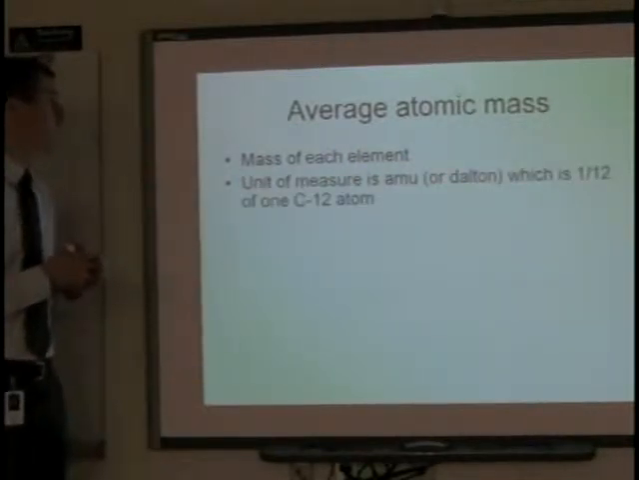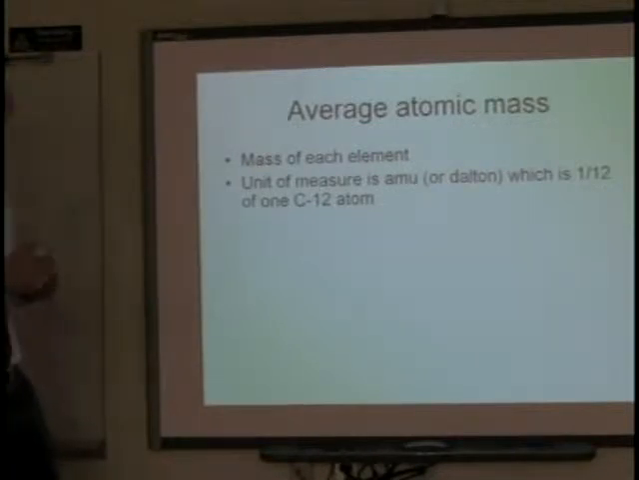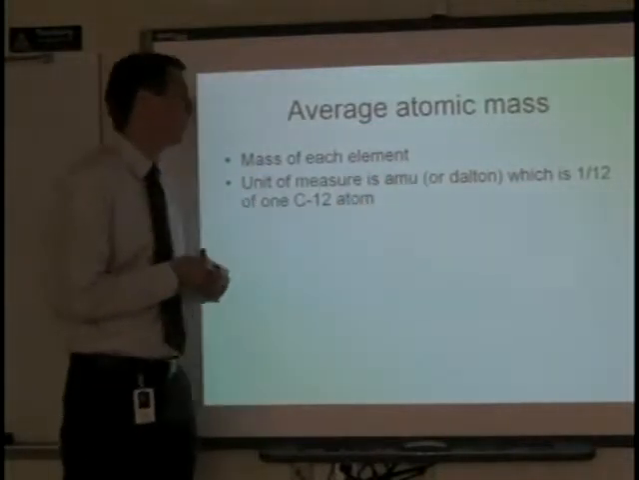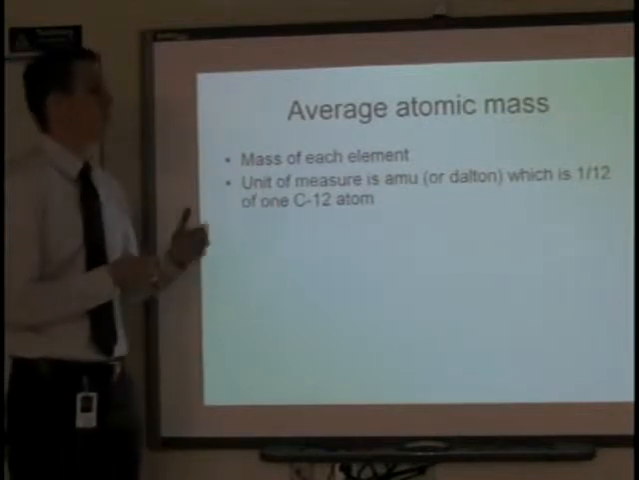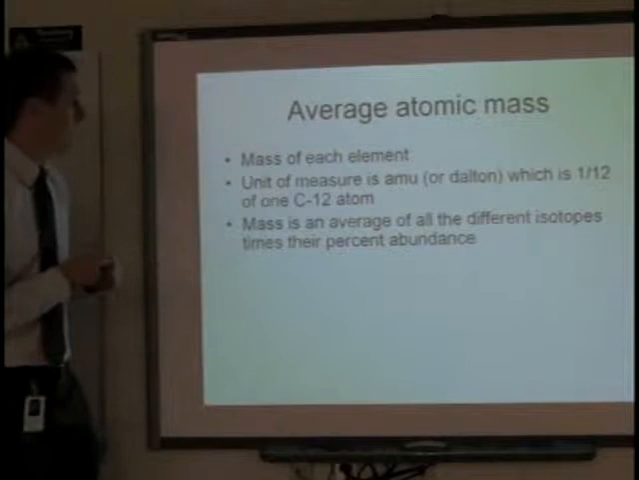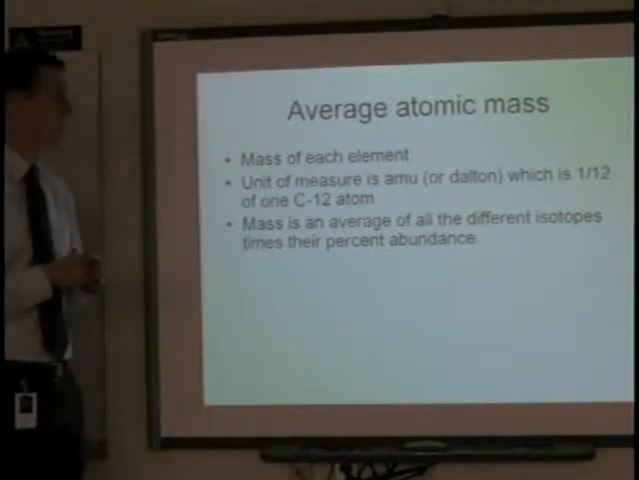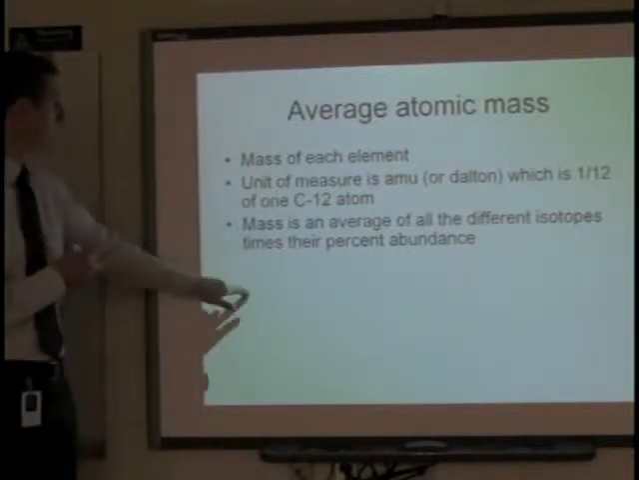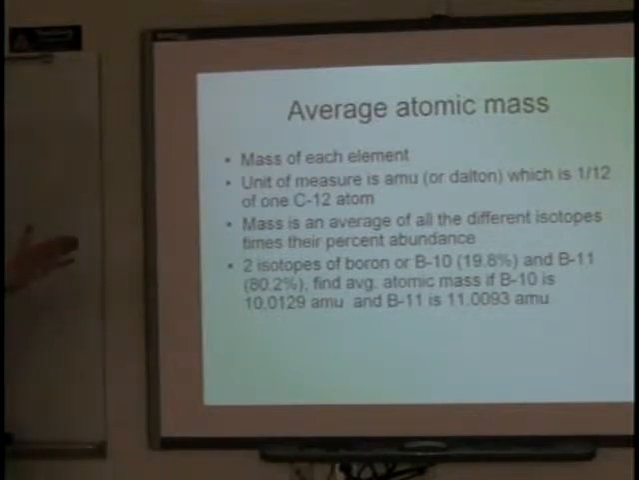For example, a unit measure is called an AMU, atomic mass unit. Some people refer to it as a Dalton, and it's 1/12 of a carbon-12 atom. So carbon-12 was the original standard for an AMU. The mass is an average of all the different isotopes times their percent abundance, and what we're going to do is give you a question right here to figure this out.